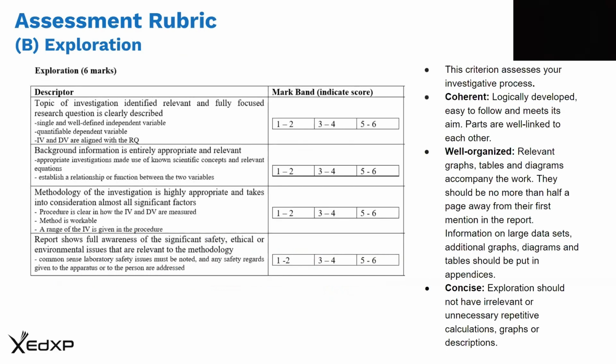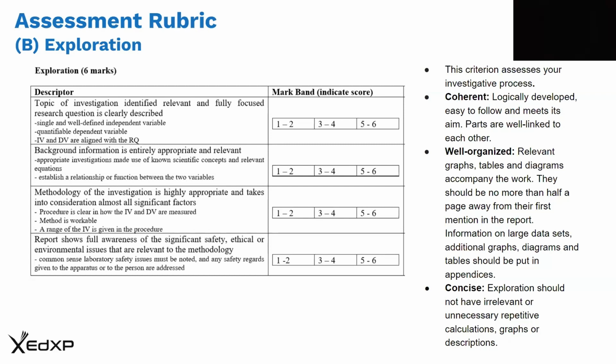Exploration. This criterion assesses your investigative process, as well as how you present it. Your report should be 3 things. It should be coherent, well-organized, and concise. Coherent. Your report should be logically developed, easy to follow, and it should meet its stated aim.